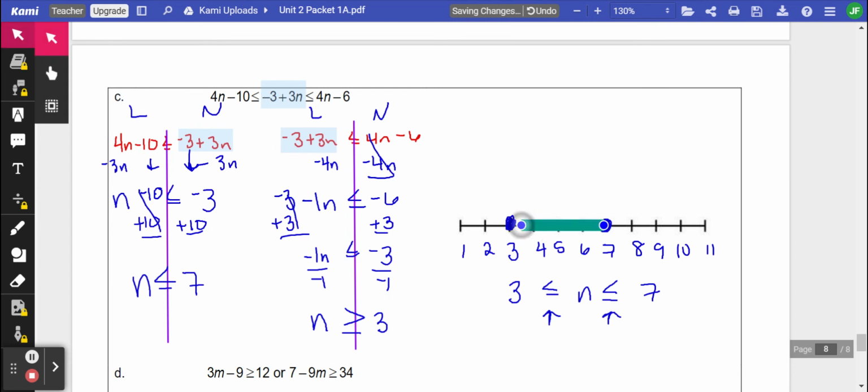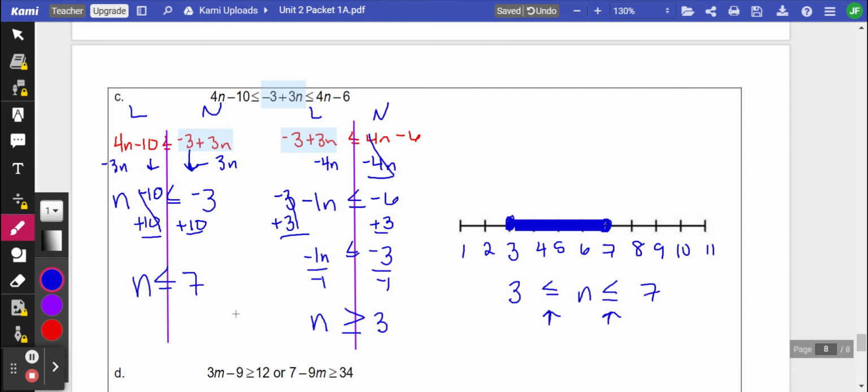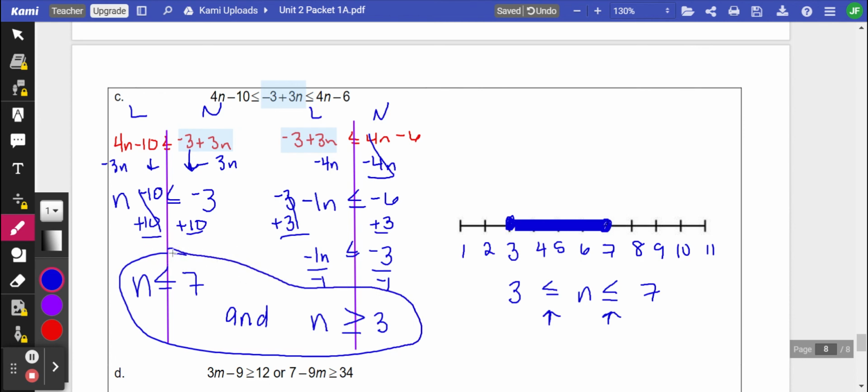Okay, if writing it like that is confusing, remember that you can always go back and put the word and in between your solutions here. It's just showing it's between the two.